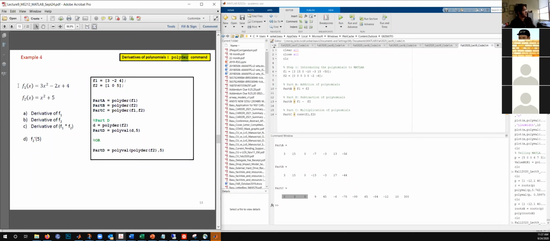But anyway, so when you have a polynomial, 3x squared minus 2x plus 4, if you are using a polyder command on this, you basically are going to differentiate this polynomial with respect to x to get the derivative.